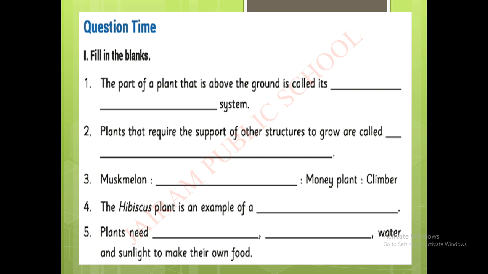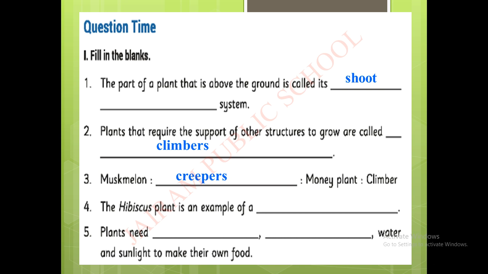The part of a plant that is above the ground. We already know that the part of the plant that grows above the ground is called the shoot system. The second question: plants that require the support of other structures to grow are called dash. Plants growing on other plants for support are called climbers. Next, muskmelon is an example of creepers. Money plant is an example of climbers.